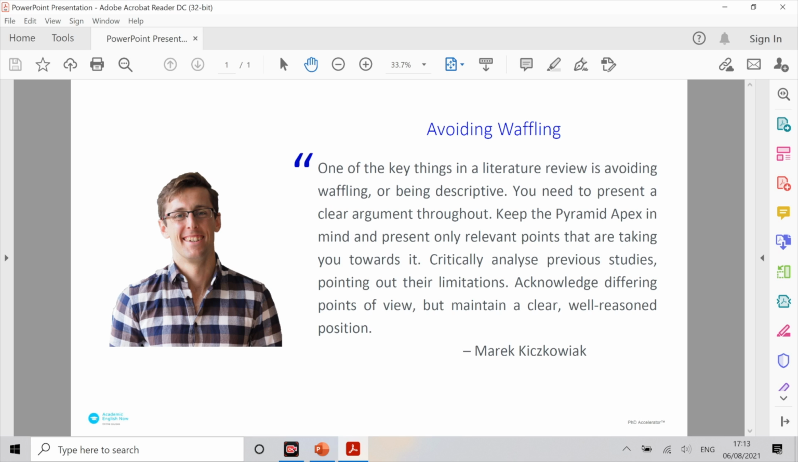You want to critically analyze previous studies, pointing out the limitations. You want to acknowledge differing points of view, but always maintain a clear and well-reasoned position. Remember, you've got to be taking us somewhere in your literature review. That's absolutely vital. So I would recommend you keep it printed somewhere as you're writing your literature review, to really remind yourself of this crucial point to avoid waffling.